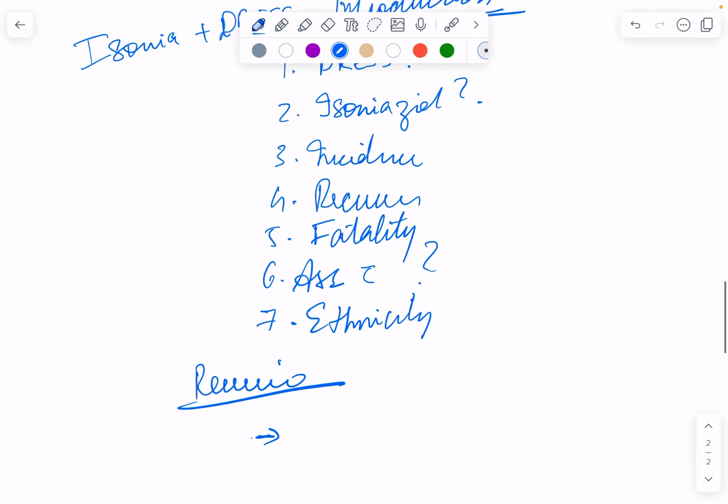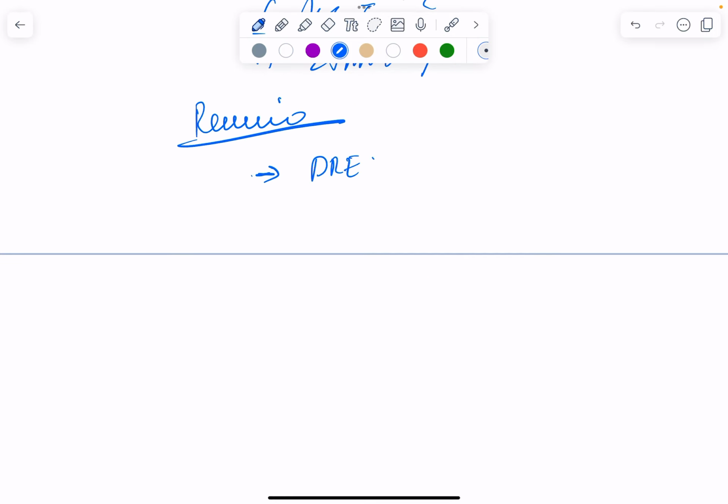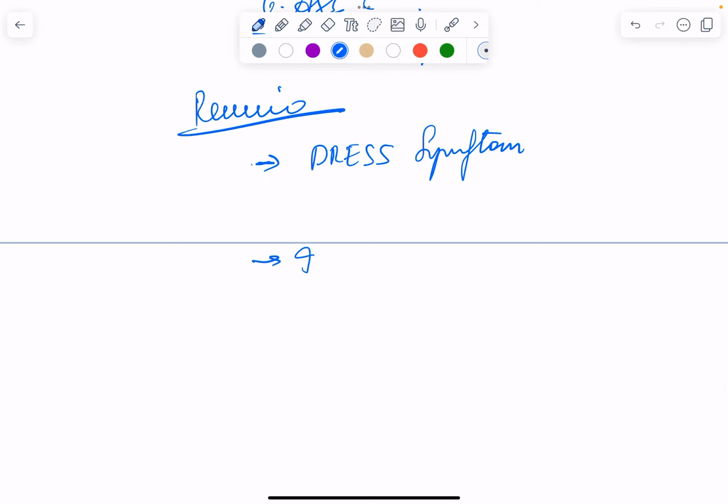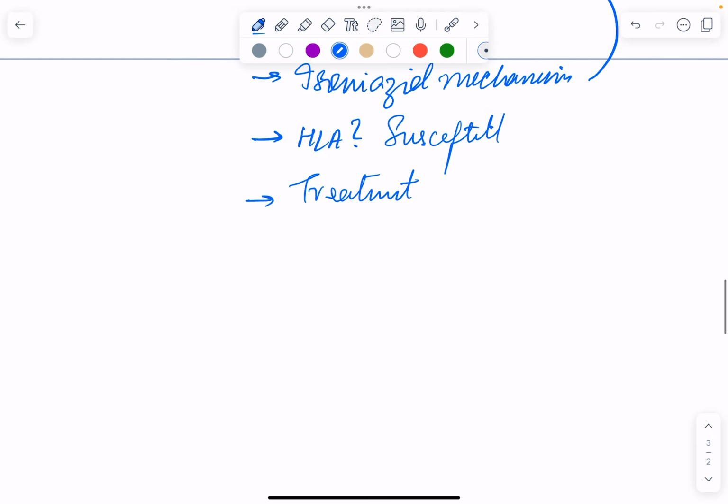What can I do for this particular study, isoniazid and rifampin? I can talk about DRESS symptoms. Then what can I talk about? I can talk about isoniazid mechanisms which cause DRESS. I can talk about any HLA association of those who are susceptible to this reaction. I can talk about the treatment, and the prevalence of this particular HLA in what and all ethnicities.